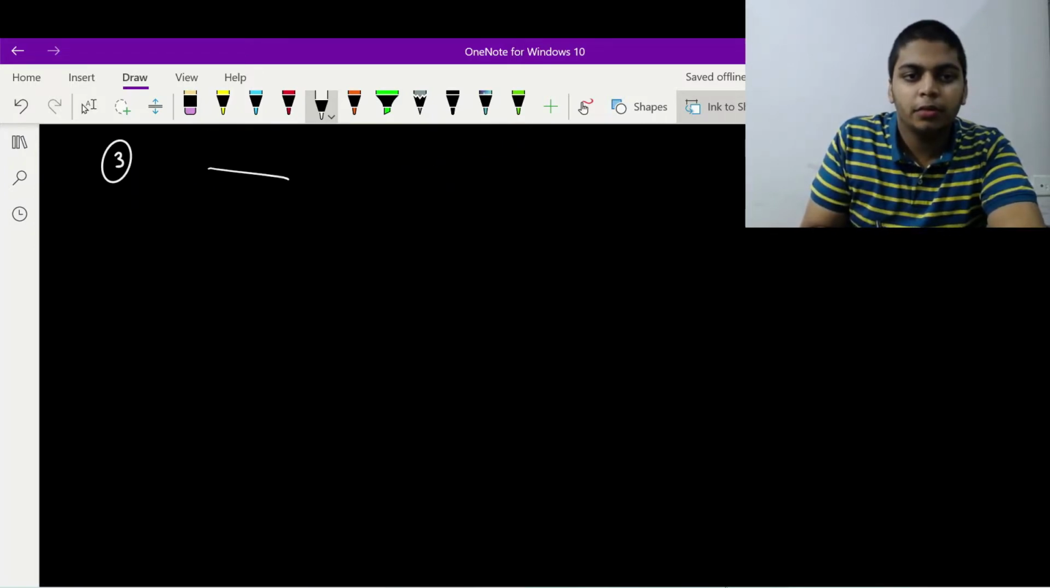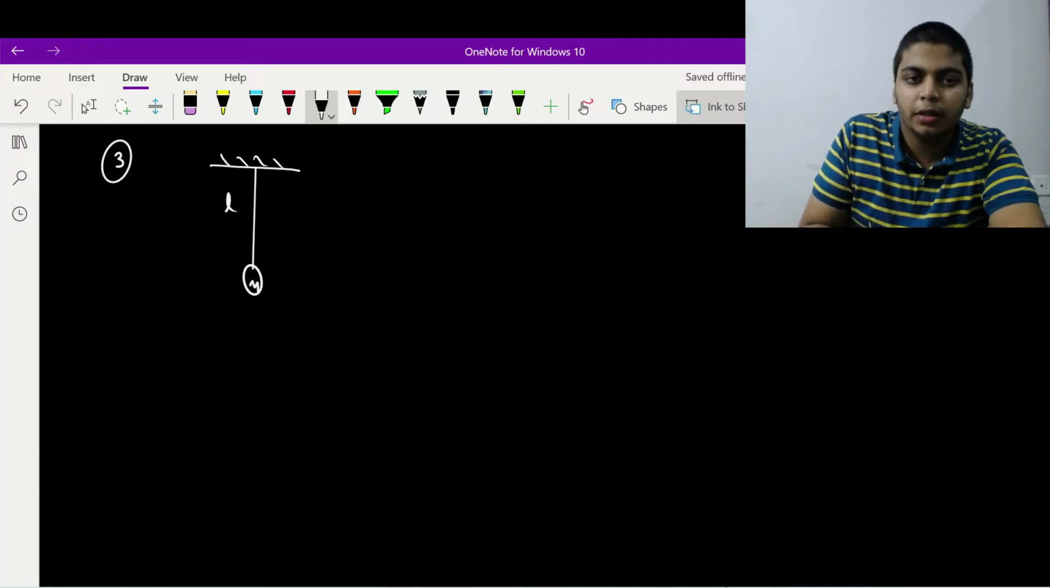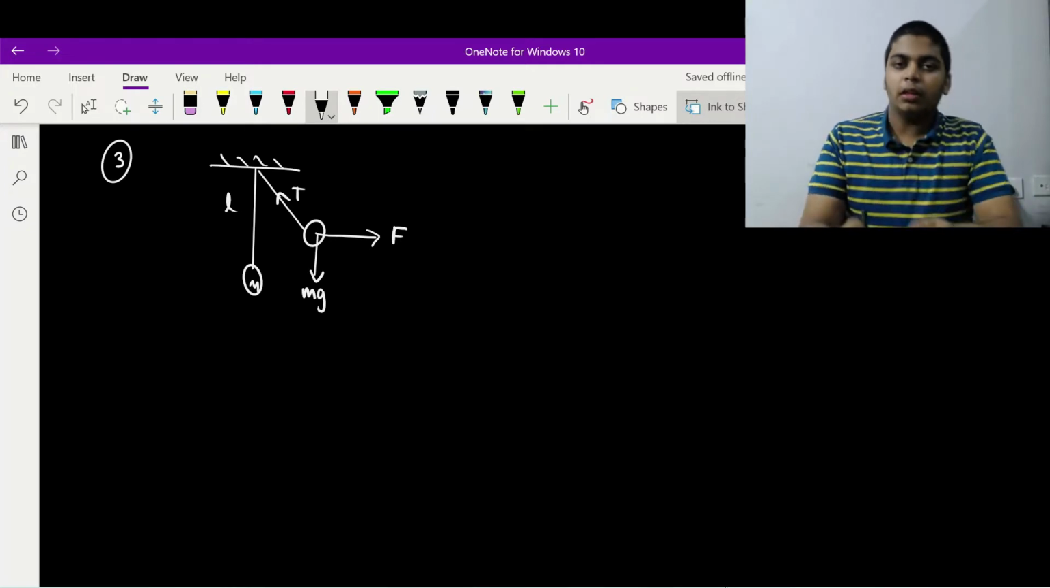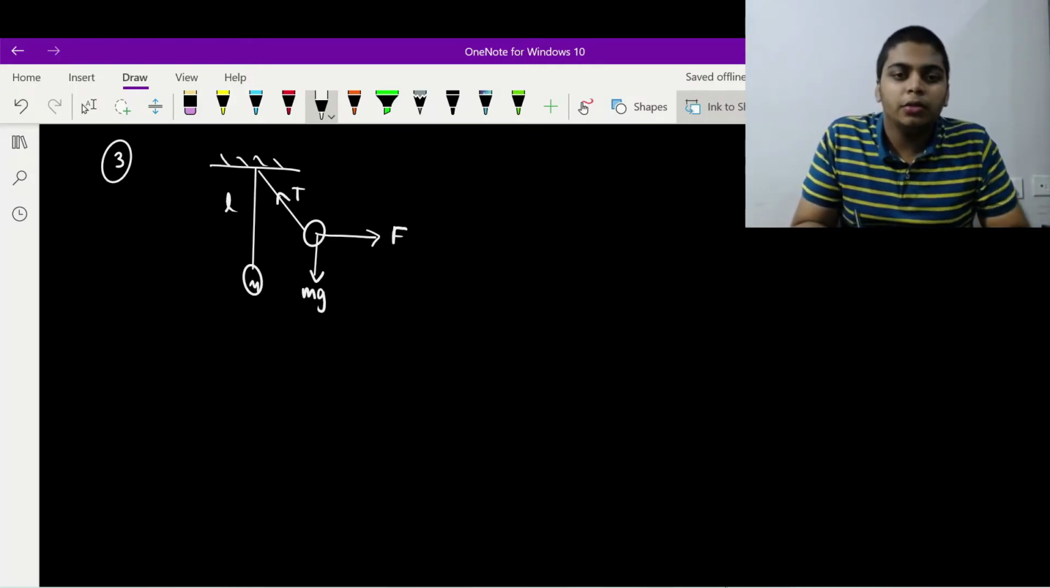So if I have a bob which is hanging vertically downward, and this has some mass m and some length L, and that bob is made to stand here with some force F, and this is mg acting downward, and the tension in that string is some T. Now if I'm being asked to find that F in terms of this angle theta or some known terms of the ball of mass m or length L, how will I find it out?